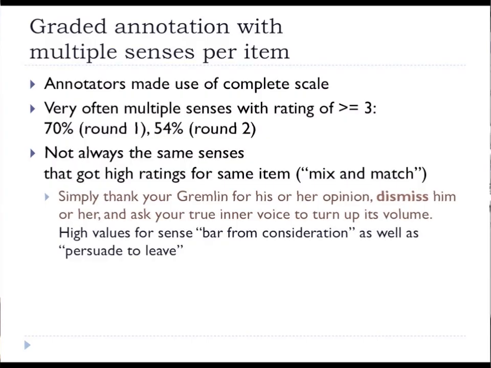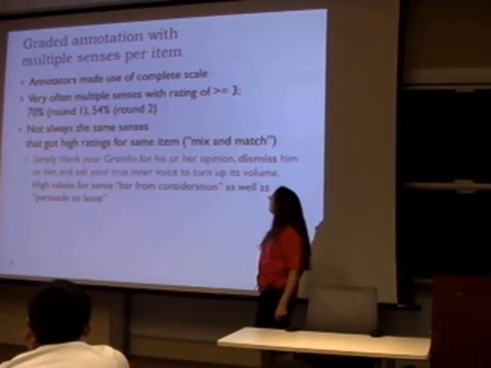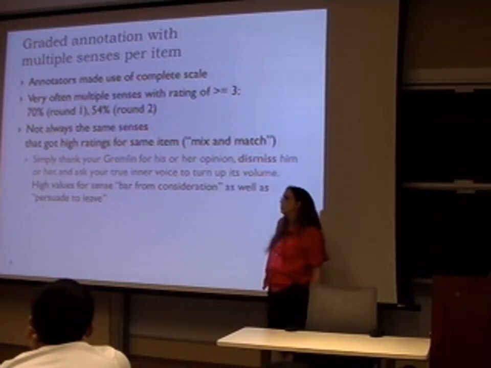And interestingly, it was not always the same senses that got a high rating together. So you could imagine that it's always the report and the scientific paper that get a high rating together, or a low rating together. But it's not that. Annotators kind of mix and match senses individually for every individual sentence. Here's an example where they did that. The target word here is dismiss. And so the sentence was simply: thank your gremlin for his or her opinion, dismiss him or her, and ask your true inner voice to turn up its volume.